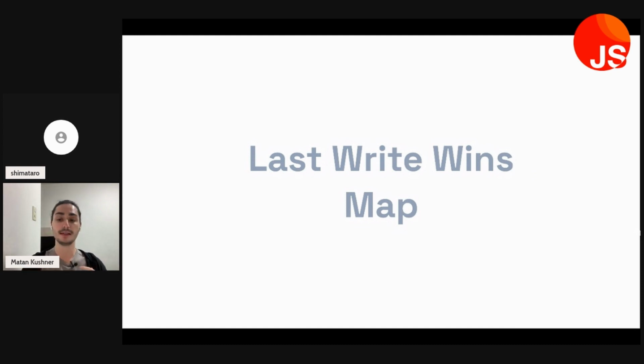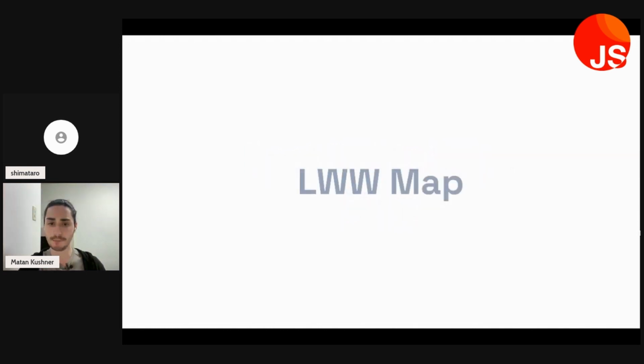In fact, there are plenty of applications that use just a last write wins map for collaboration because it's so simple to write and it just works. All right. So looking back at the application state, it's also known as an LWW map. You might see this as shorthand around the web.